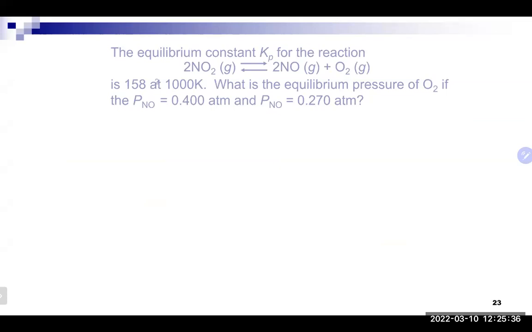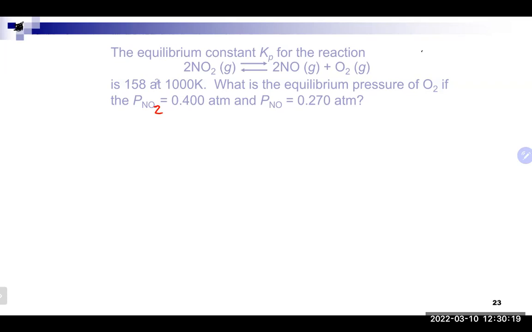The equilibrium constant Kp is 158. What is the equilibrium pressure of O2? I can go with this first one being the NO2. That would probably make it easier. Let's go with that one. I'm not sure if that's right or not. We'll go with it. So we'll go, the partial pressure of NO2 is 0.4. The partial pressure of NO is 0.27. And here we are looking for the pressure of O2 at equilibrium with a Kp value of 158. So take a few minutes here, see what you come up with.